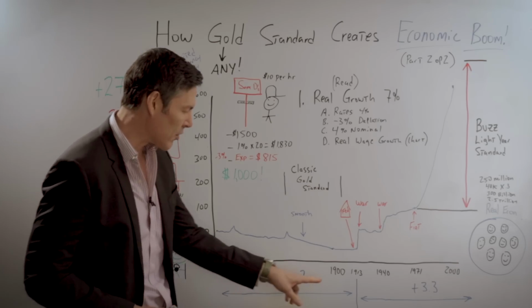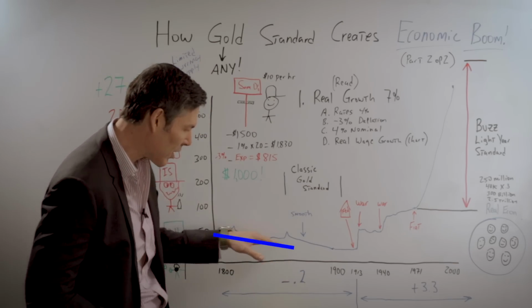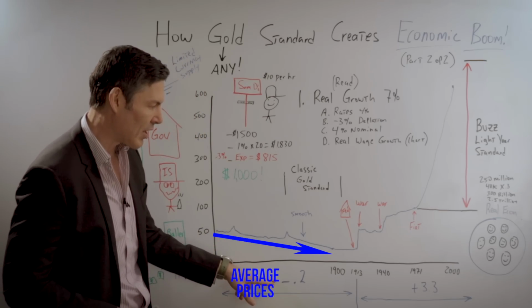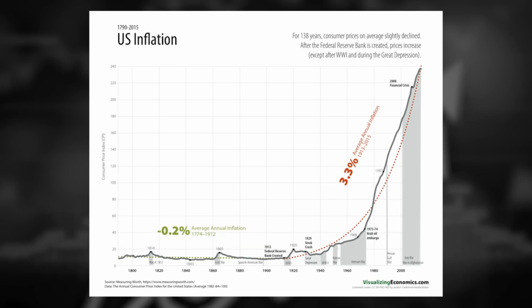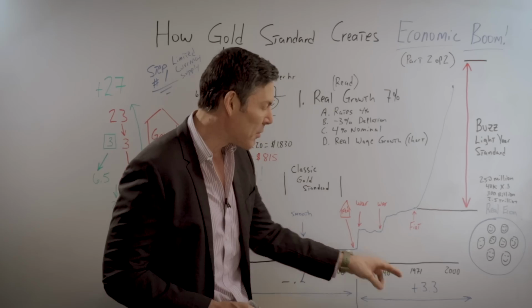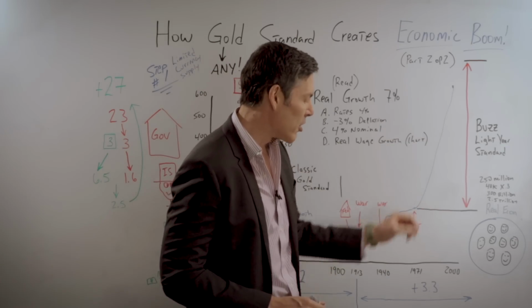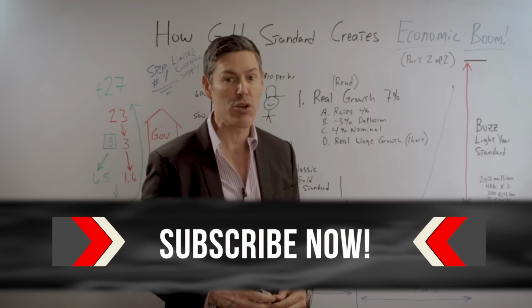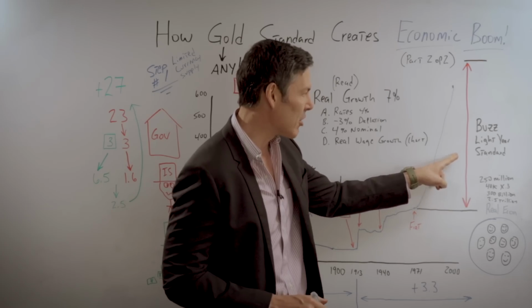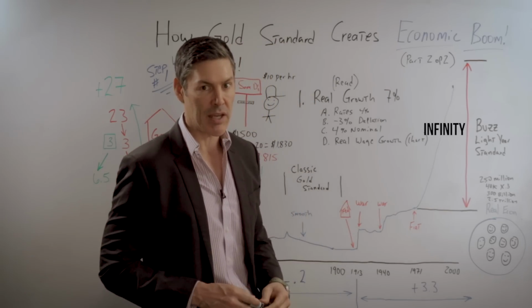Between 1800 and the year 1900, where you can see this gradual decline, we had average prices go down by 0.2% per year. From 1913 to the Buzz Lightyear standard, prices went up by 3.3% per year. You don't have to have prices go up that much per year because of the compounding effect. So from this point, if we have prices continuing to go up at even 2% per year, we will stay on the Buzz Lightyear standard to, of course, infinity and beyond.